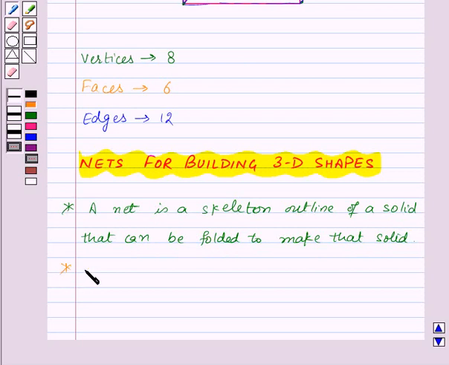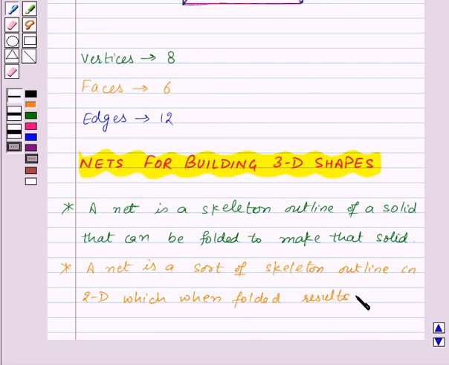That means a net is a sort of skeleton outline in 2D which when folded results in a 3D shape.